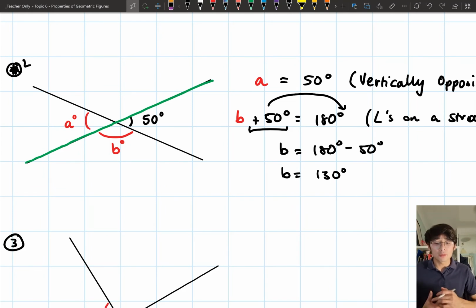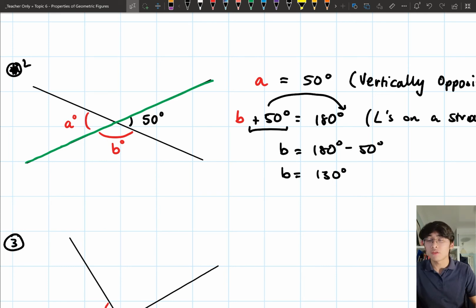Okay, so that's how we solve these particular questions. Here we had to identify that vertically opposite angles are opposite each other on the X. If you've got two angles on opposite sides of the X shape, they're going to be vertically opposite. And the other thing is that B is on the same line as 50, and because they're on that same line together, that makes up 180 degrees.